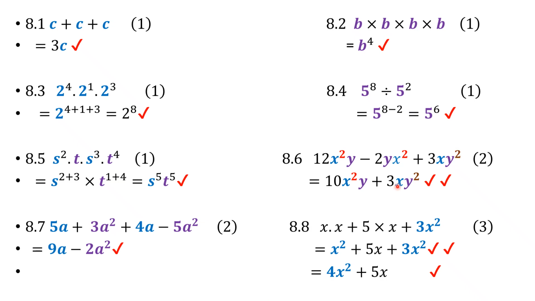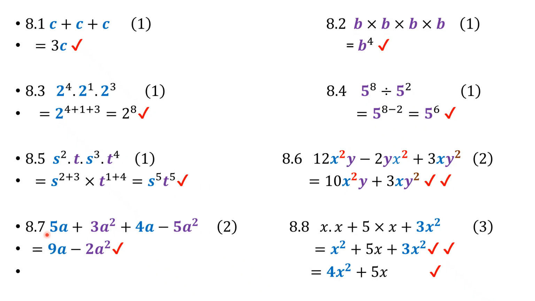We carry it down, it stays the same. 12 minus 2 gives me 10. So that becomes 10x squared y. So to subtract my like terms, 12 minus 2, 10, x squared y. That stays the same, so 1 mark for each correct term.